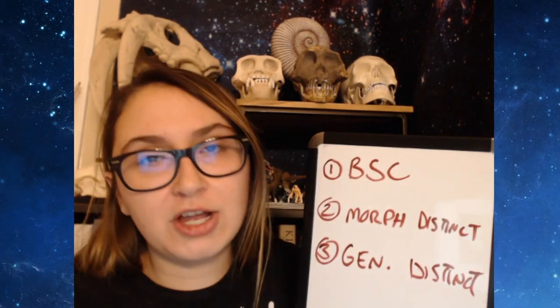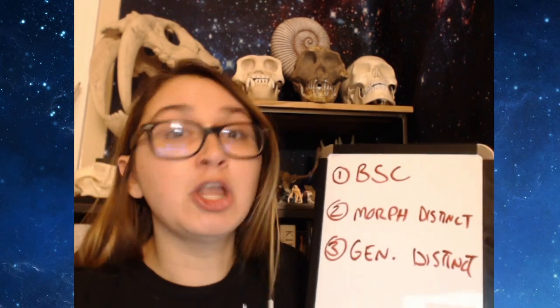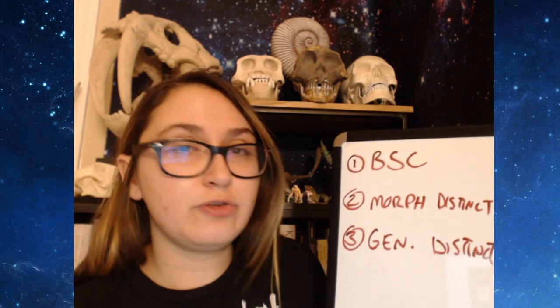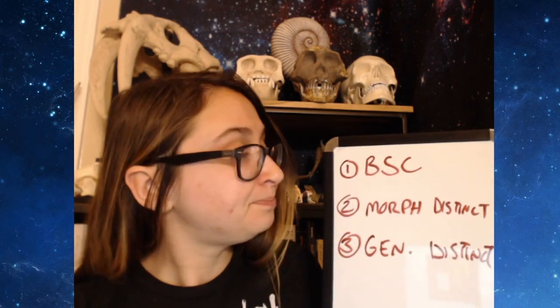Number two, Neanderthals and humans are morphologically distinct. That much is just not up for debate. But they're also genetically distinct. They fall into their own discrete categories, right? All the members of Homo neanderthalensis and Homo sapiens are more closely related to everyone within their own species than they are to one another.